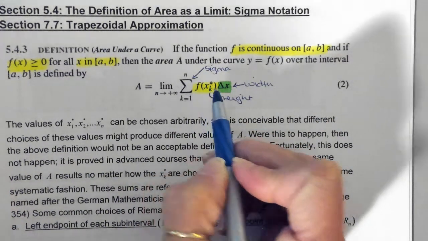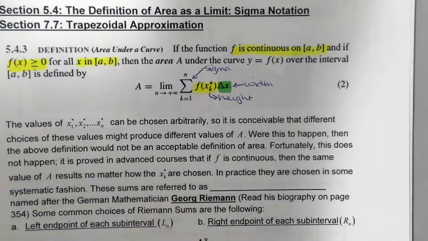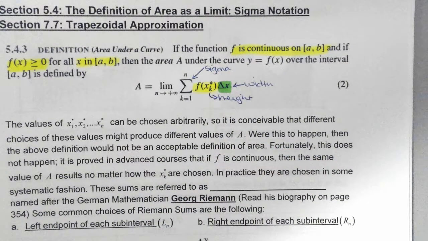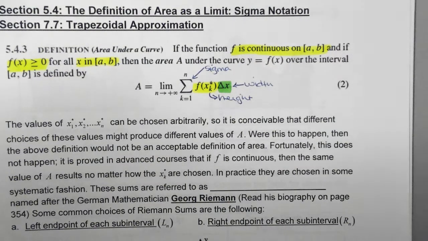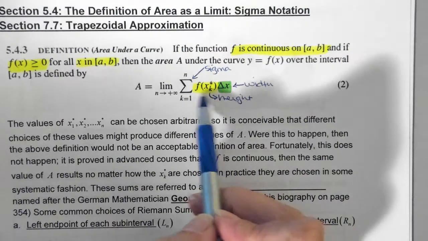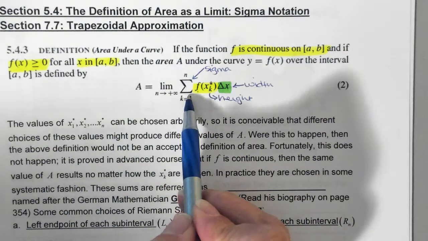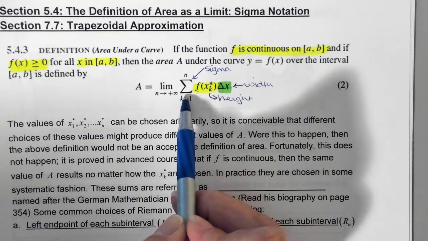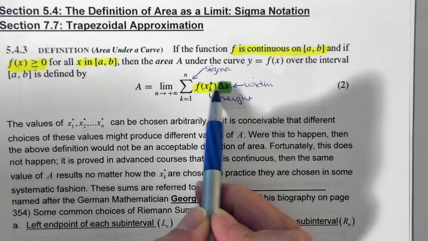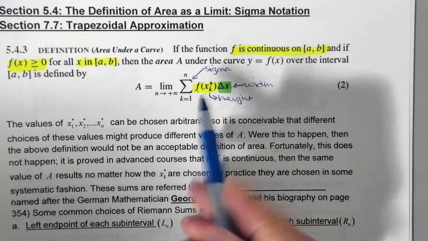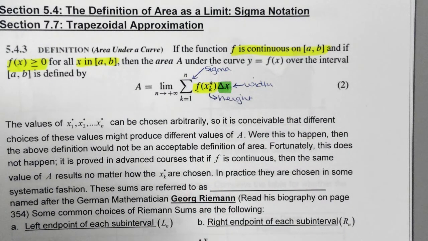This x sub k star represents each given value that you're going to plug into the function to find your y value. And I'm going to talk about how you would identify those values in a few minutes, but this is just the notation: we're finding our x times our y, our width times our height. So this is saying the sum of the given areas of the rectangles, but what we need to know is how many do we have, right?